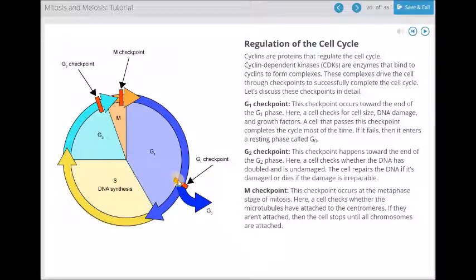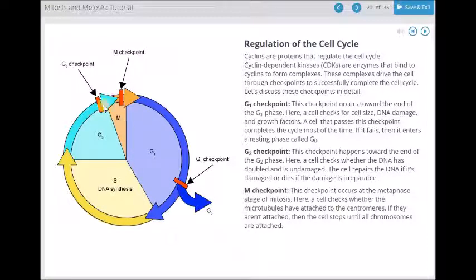Now this process right here, this G1 checkpoint and flipping into the G0, is important when we get to talking about cancer later on, because this is where cancer starts, right here. A mix up in this G1 checkpoint, a screw up right here, is what causes cancer.